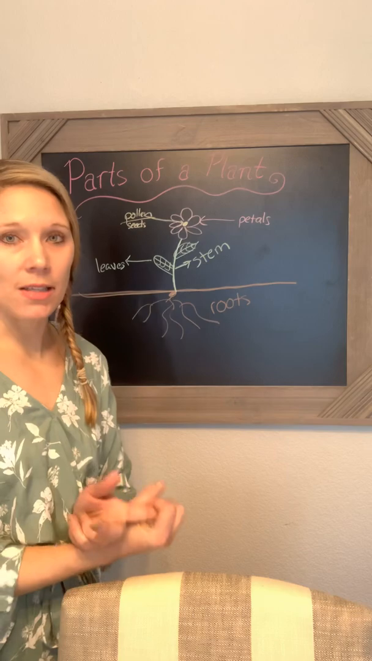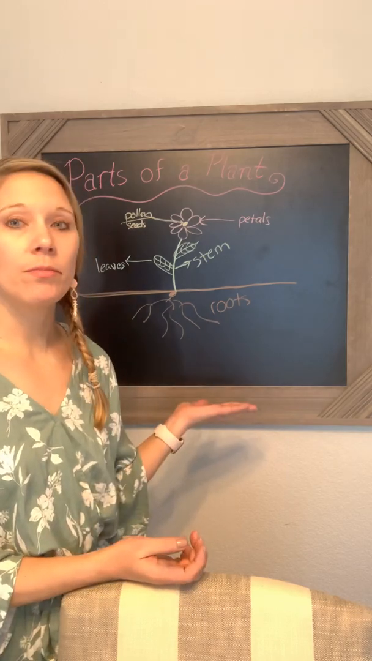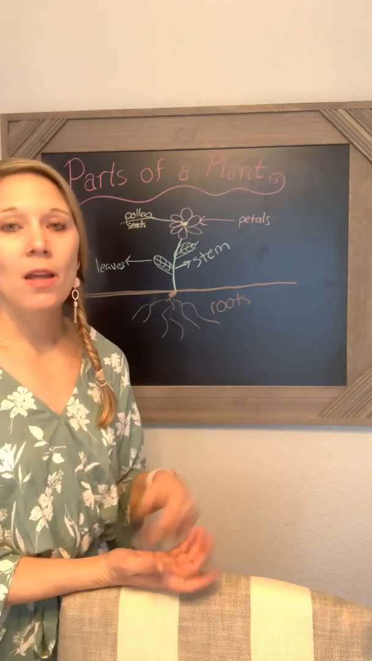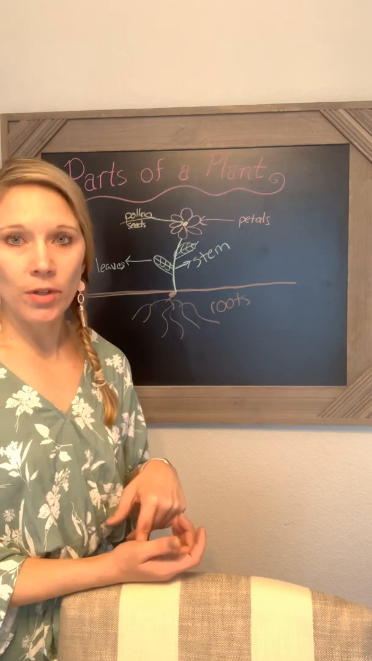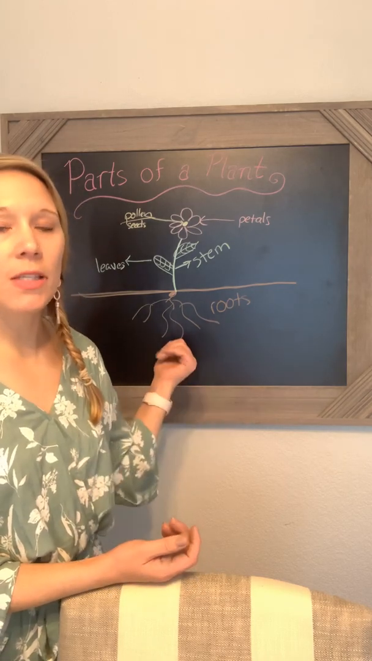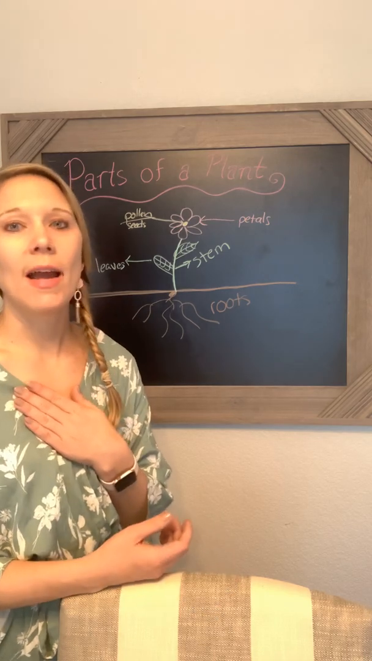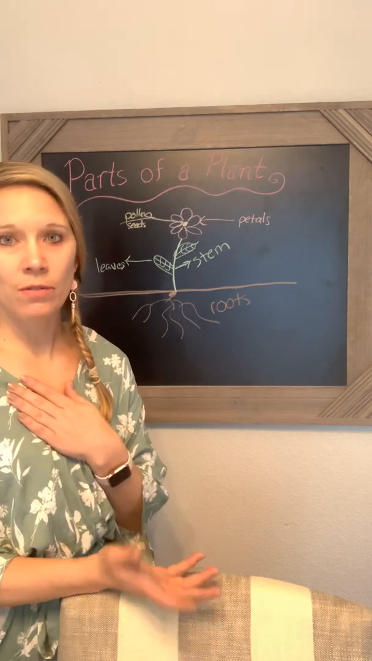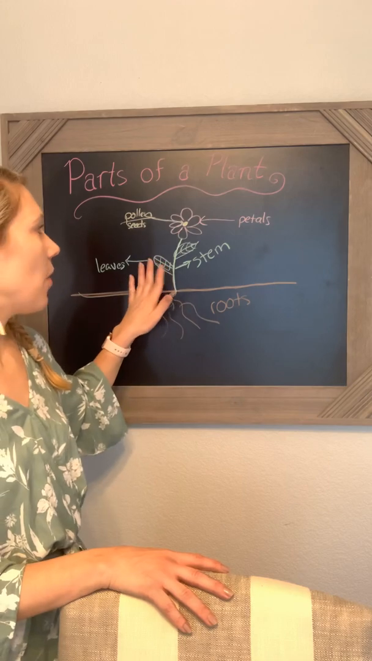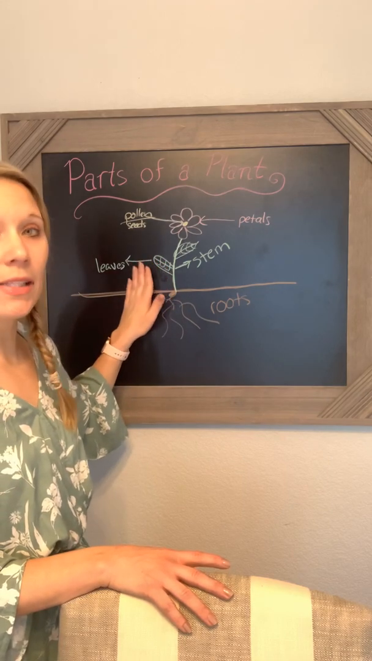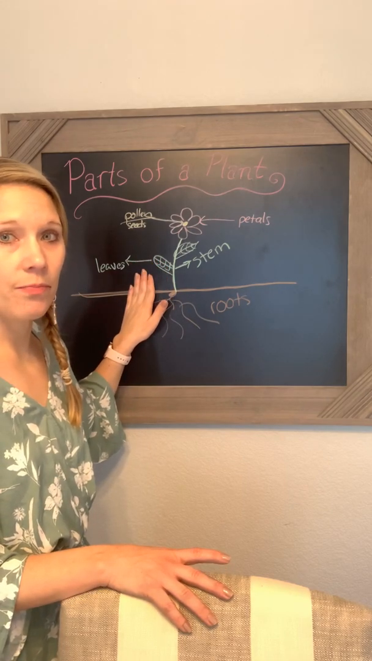All living things need water, whether it be a plant or animals, people, and all living things need food. So this flower is not going to eat food like you and I, or like your dog, or like other animals. It uses the oxygen and the sunlight to make its food.